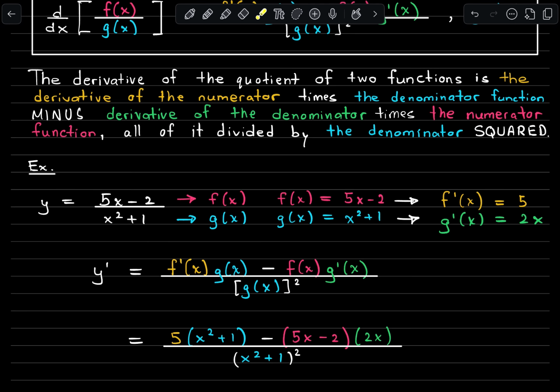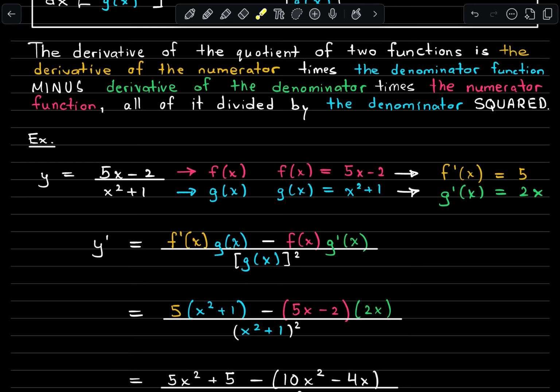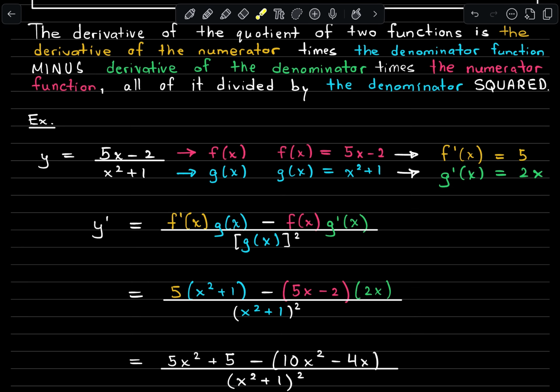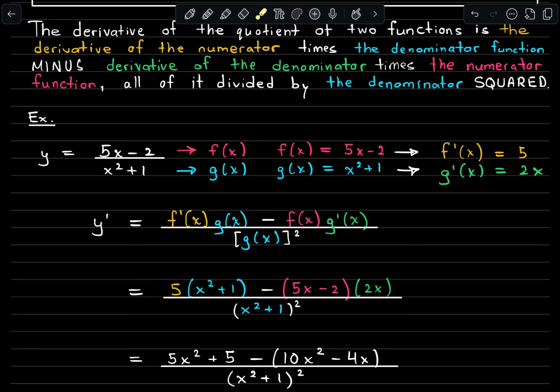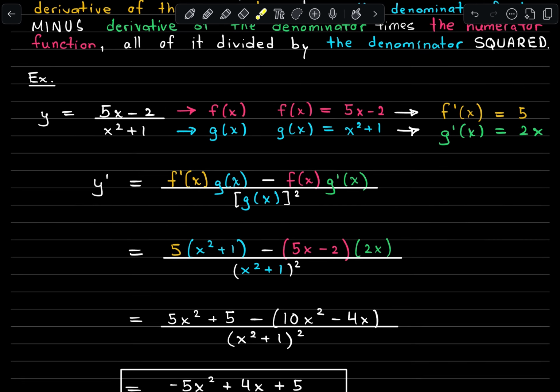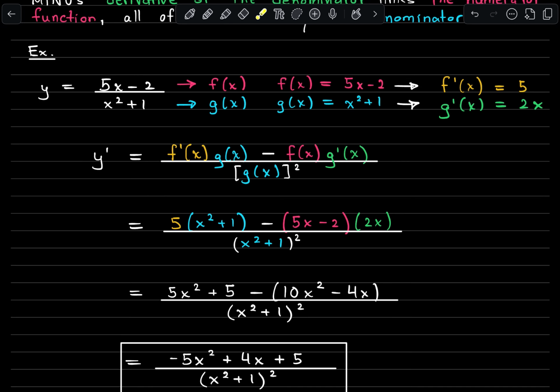We go ahead, we distribute up top, 5x squared plus 5. We're just going to distribute that 2x first. So we get 10x squared minus 4x. We don't need to expand the bottom. There's not much math to do there. Sometimes there may be if we can simplify, but for now there's no real point. So we just simplify the top, distribute the negative sign, and combine like terms. We get negative 5x squared plus 4x plus 5, all of it over x squared plus 1 squared.